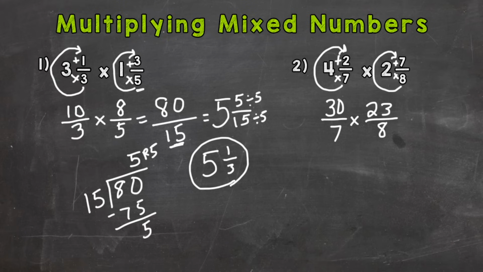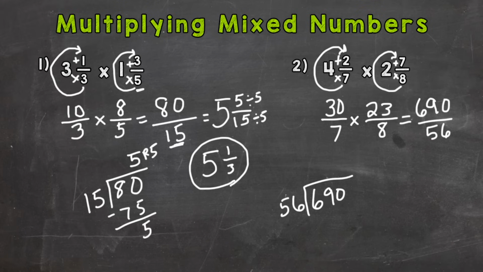Now we can multiply straight across. So 30 times 23 is going to give us 690. And 7 times 8 is 56. So that's our answer in an improper fraction, but we need to get it back to a mixed number. So we need to do 690 divided by 56. So I'll come over here to the bottom, my workspace, 690 divided by 56.